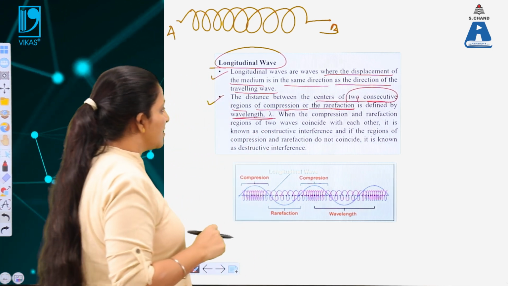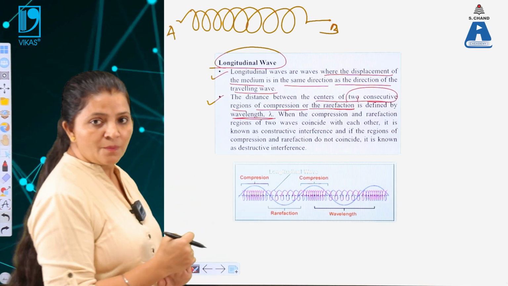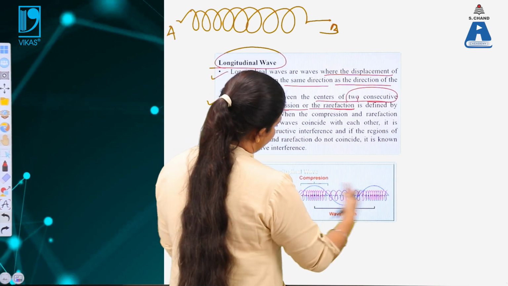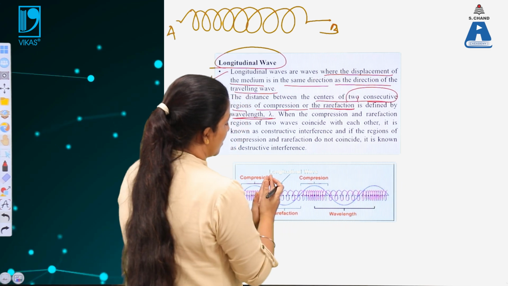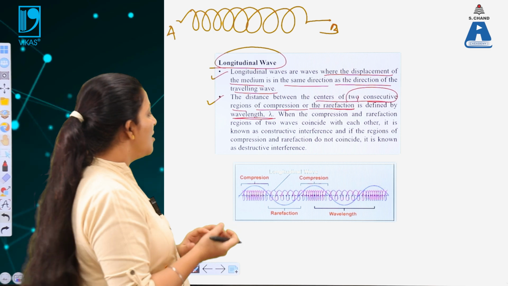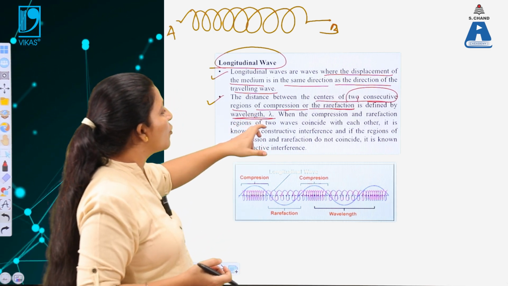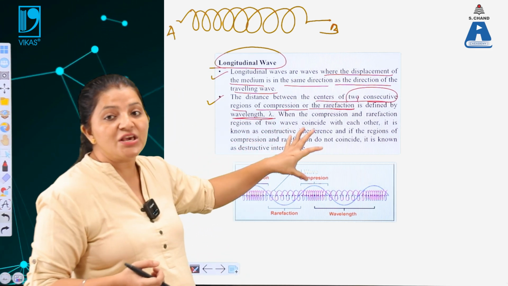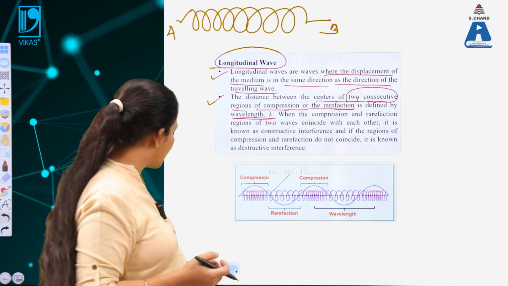Now, consider when the compression and rarefaction regions of two waves coincide with each other. We know that in the spring, this must occur when the spring is vibrating. Compressions and rarefactions will superimpose on each other. The regions where they coincide with each other are known as constructive interference. And when these regions do not coincide with each other, that is known as destructive interference.